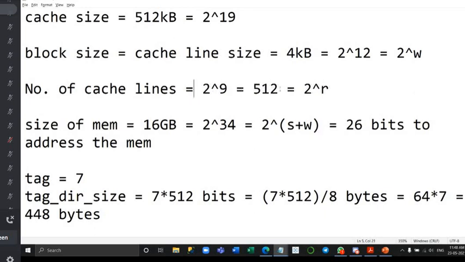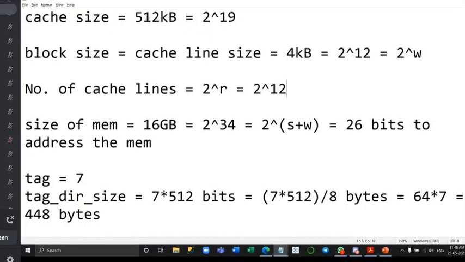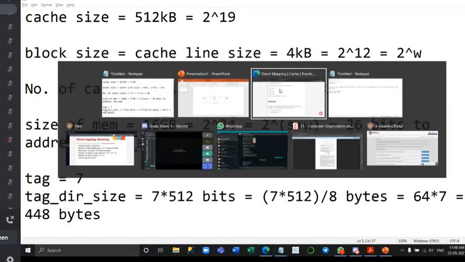Total number of cache lines is 2 to the power R. Since we have R here, the value of R is 12. 2 to the power 12 is 4k. The total number of cache lines is 4k.